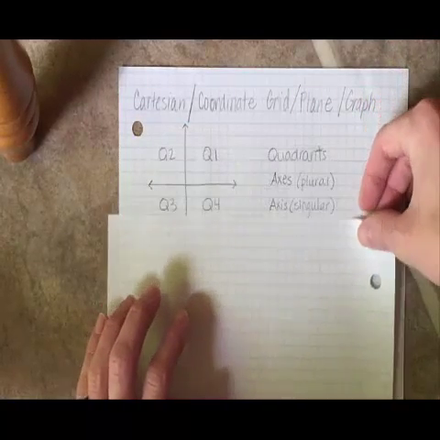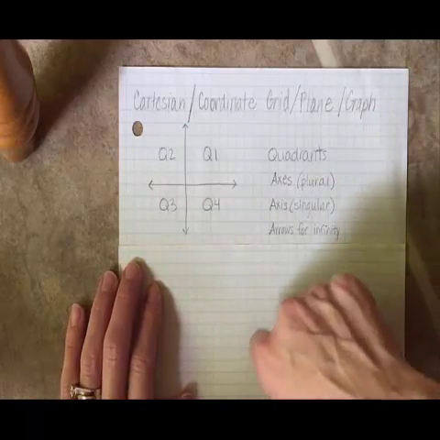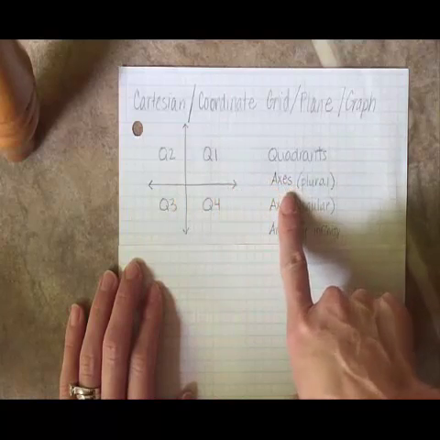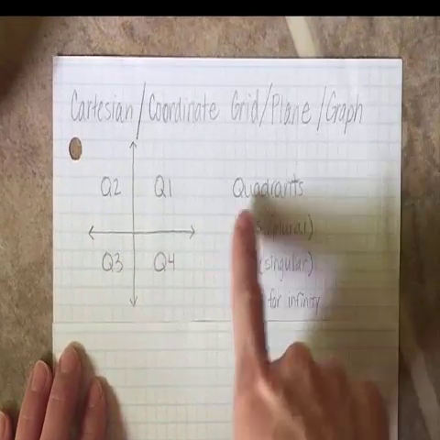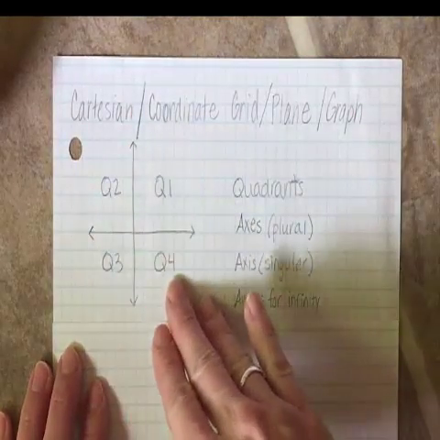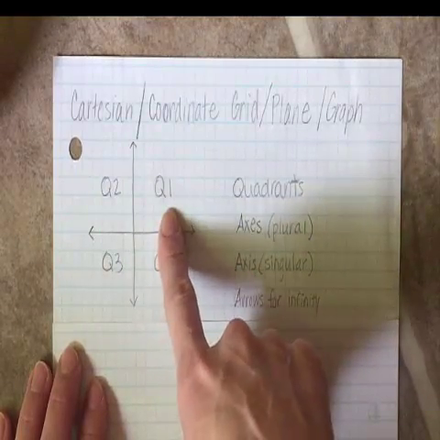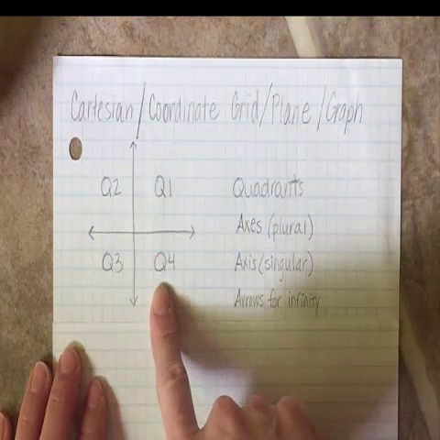First, we just have to talk about what a coordinate grid looks like. Well, it's made up of two axes. As you can see, if there is more than one axis, then they're called axes. And these axes divide a space, usually on a piece of graph paper, into four quadrants: Quadrant 1, Quadrant 2, Quadrant 3, and Quadrant 4.